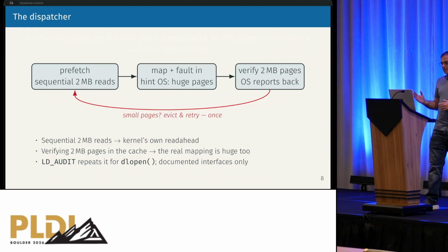Finally, we have the story of dlopen. We need to handle cases in which executables are being loaded later on, and we do it using a hook that is called LD_AUDIT, similar to LD_PRELOAD that was discussed before.